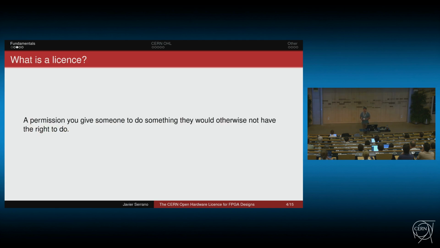So, as I said, a license, etymologically the word means permission. So a license is a permission that you grant to somebody, and of course, it has to be a permission to do something that they would otherwise not have the right to do. Otherwise, if they had the right to do it, then they would not need a license.